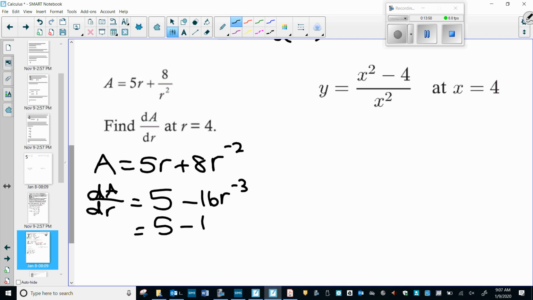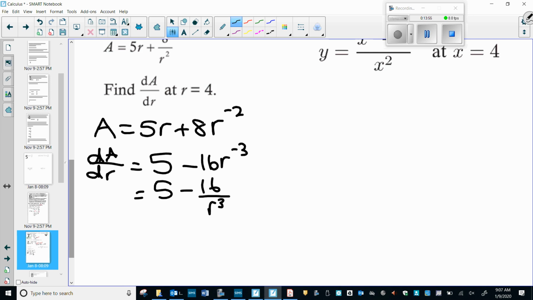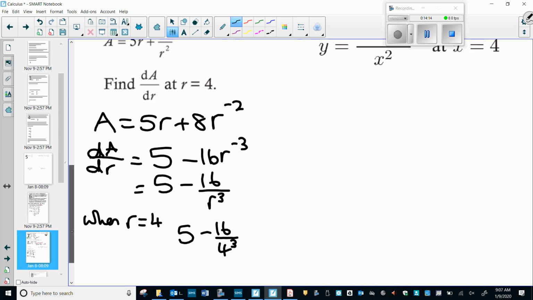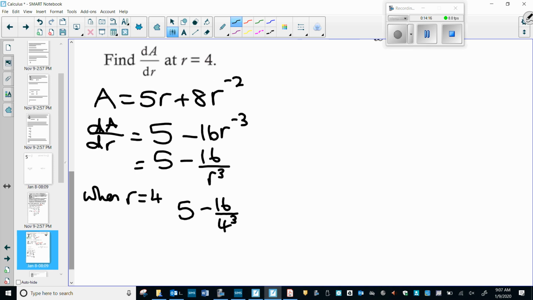I'm going to rewrite that to make it a little bit easier when I substitute my value in. But you're on your calculator, so it doesn't matter. When R is equal to 4, it's 5 minus 16 over 4 cubed. Why do you put it back into the fraction? Because I don't know what 4 to the power negative 3 is, but when it's a fraction, I can deal with it as a fraction. I just don't have my calculator.